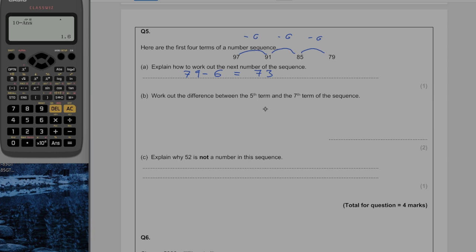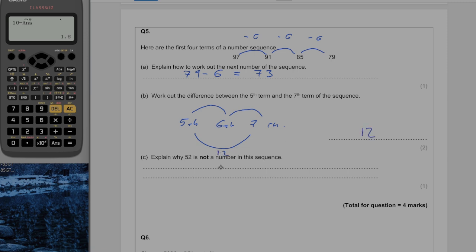Part B, work out the difference between the 5th and the 7th term in the sequence. Technically speaking, we don't really need to work out each term. If we've got the 5th, 6th, 7th, and the difference between each term is 6, the difference between these two terms would be 12.